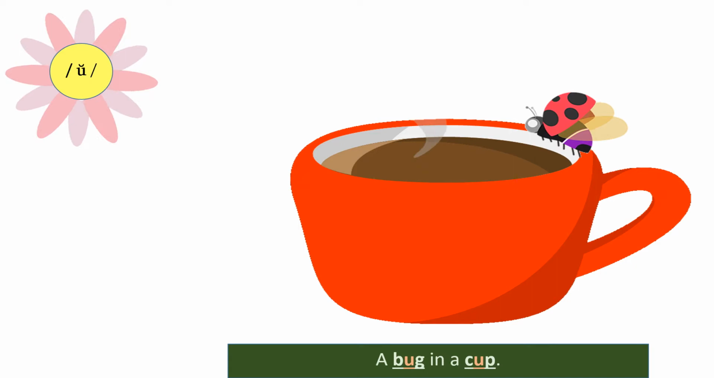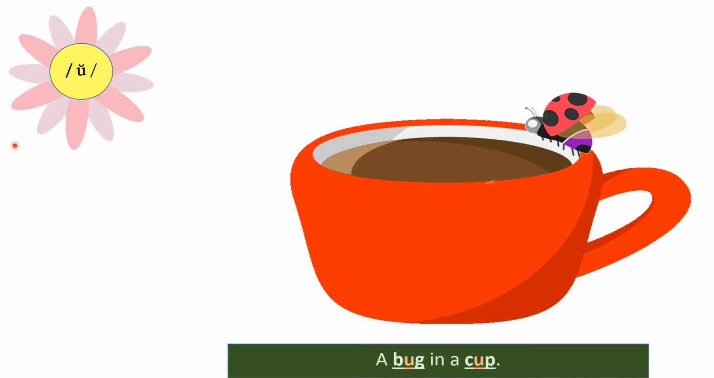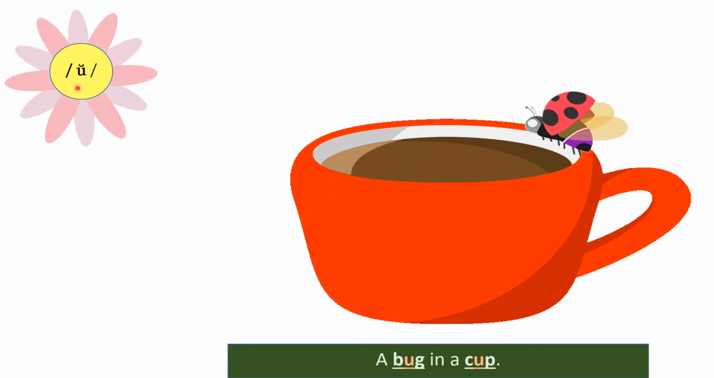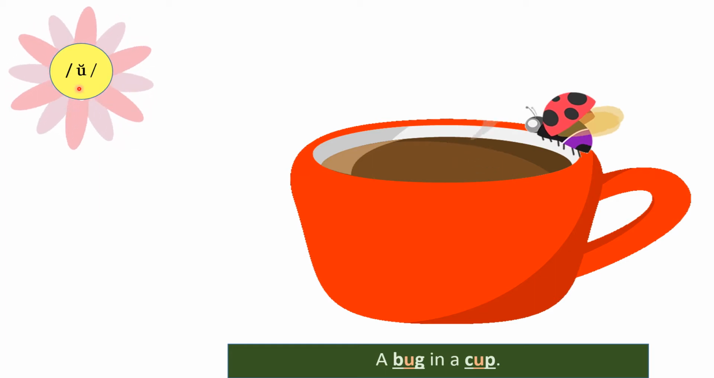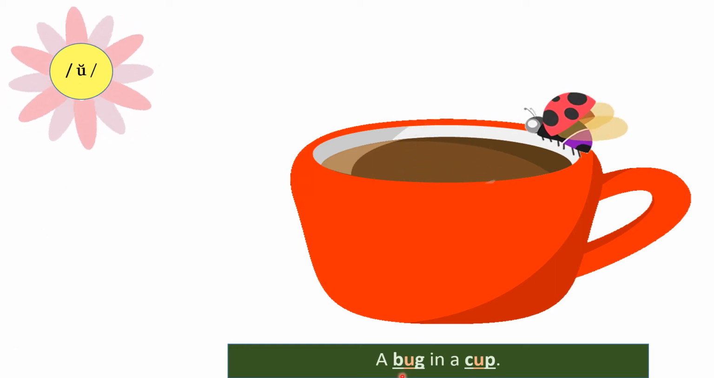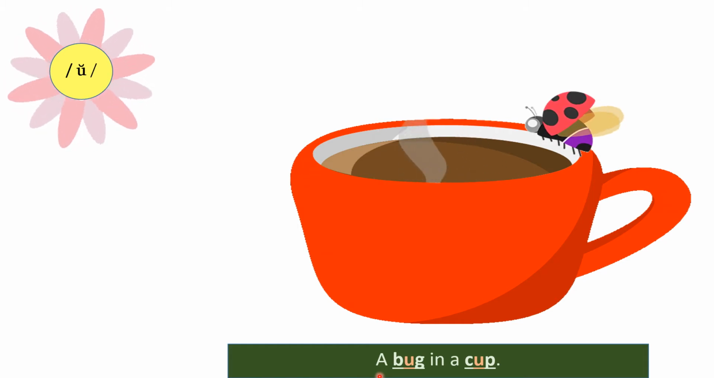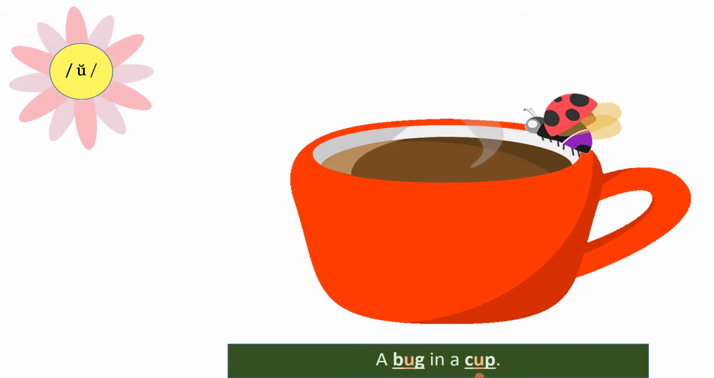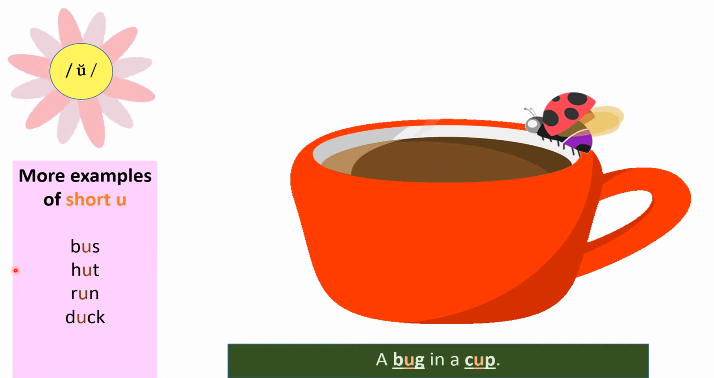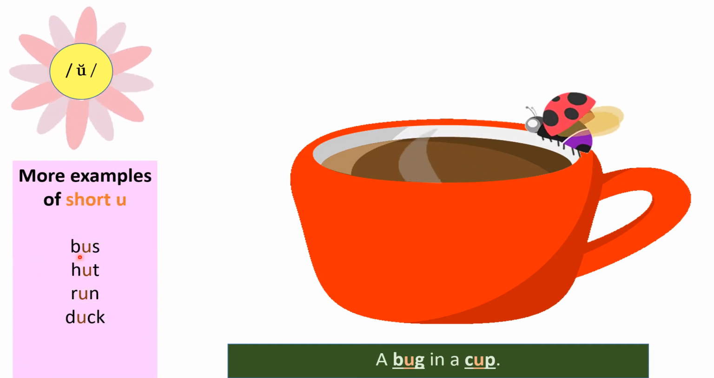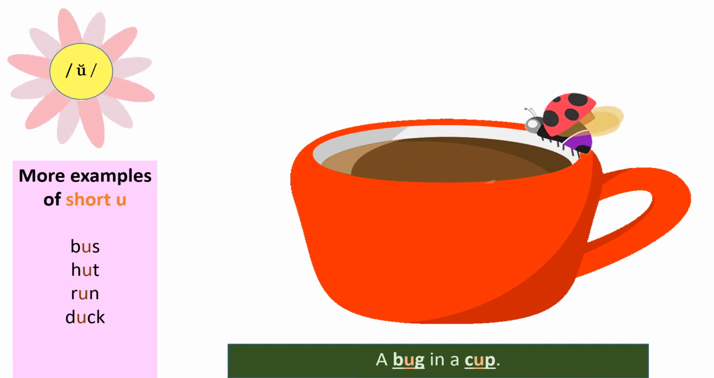Another pronunciation symbol for vowels is the symbol of the short U. And this symbol has a sound of uh, like in the words bug and cup. Now let's read the sentence, a bug in a cup. We have here more examples of the short U, and we have the words like bus, hut, run, duck.